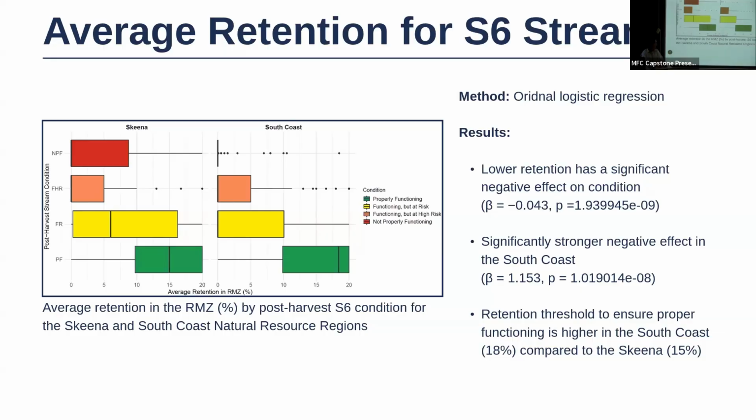For example, if there were roads above the cut block or even above the reach in the block, that could definitely have impacts on an S6 stream lower down through runoff and sedimentation.